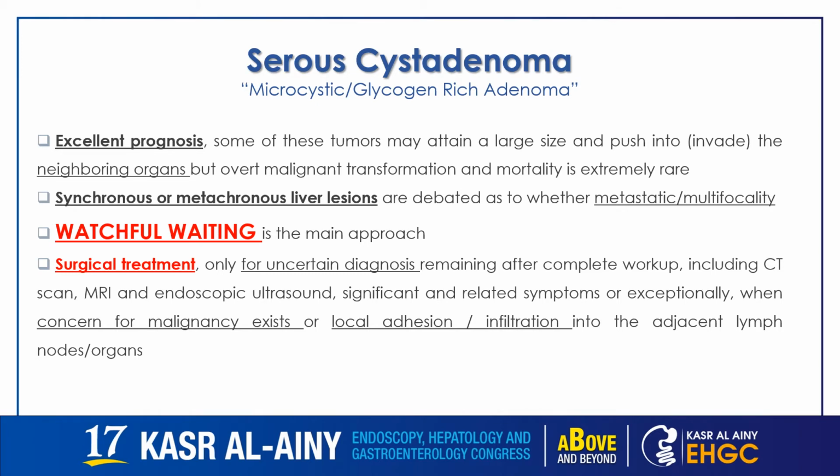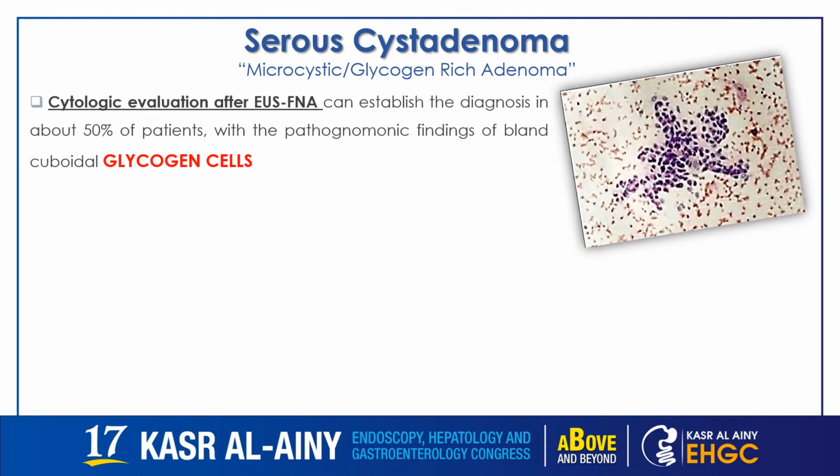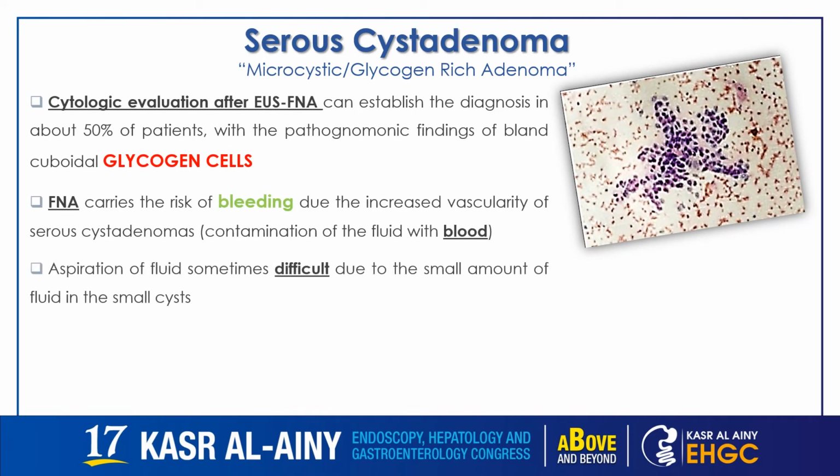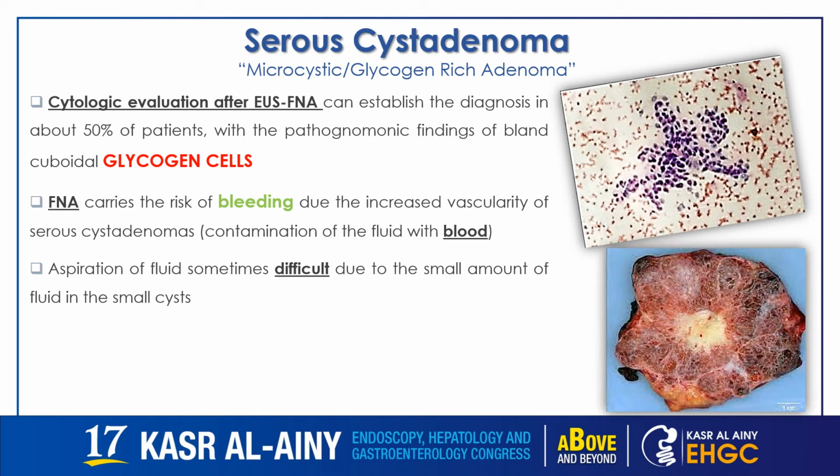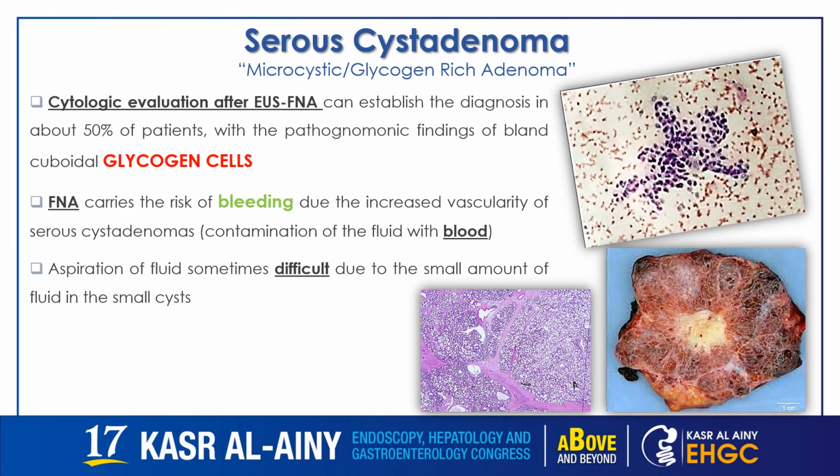Watchful waiting is the main approach. Surgical treatment only for uncertain diagnosis or suspicious lesions or local infiltration into the adjacent organs. Glycogen cells is a pathognomonic finding in the cytologic evaluation after EUS fine needle aspiration. Fine needle aspiration carries the risk of bleeding due to the increased vascularity of the serous cystadenoma.